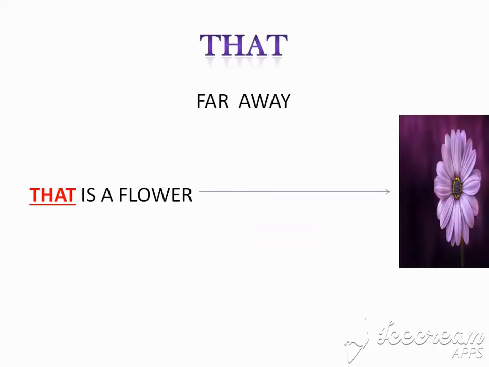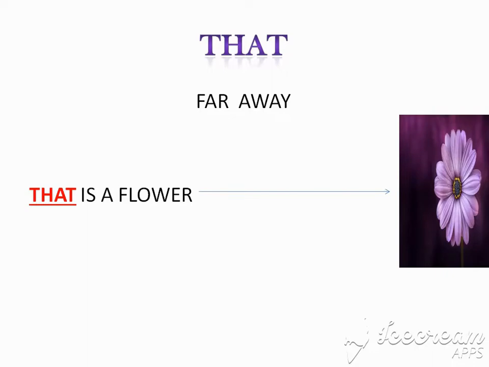In the other example we use that. So that is used to talk about another noun which is a flower. In this case the flower is far away. This is why we use that. So this is why we use that for only one noun which is a flower.